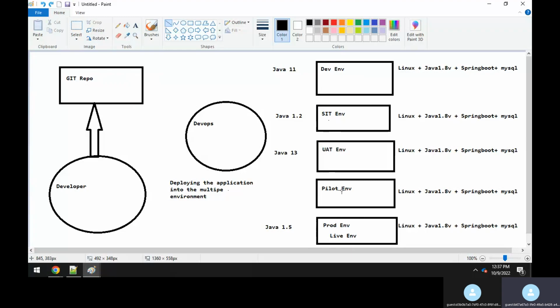After that, you have one more environment, the pilot environment. The pilot environment is nothing but the pre-prod environment, or the pre-production testing environment. Before the code is pushed to the actual production server, they will do some testing in the pre-prod environment, which is called a pilot environment.